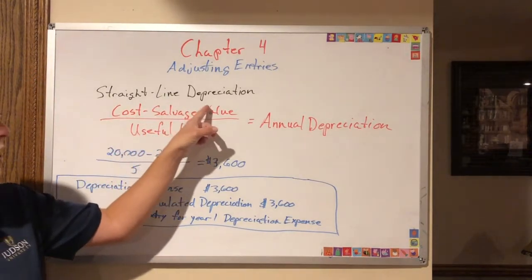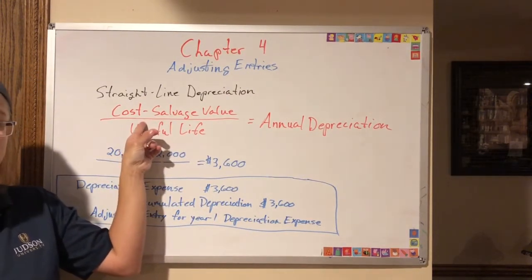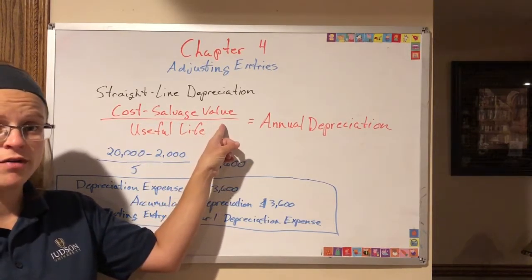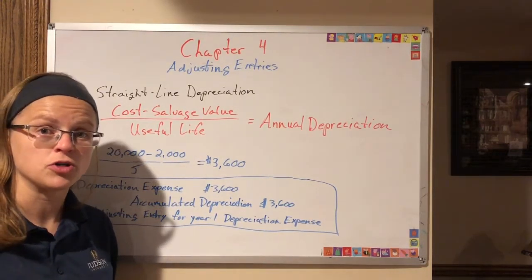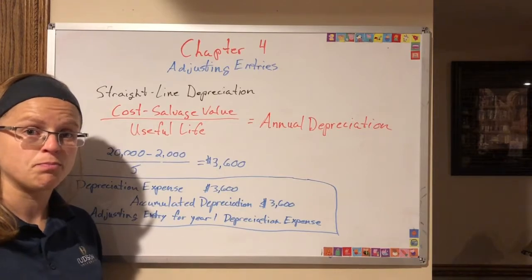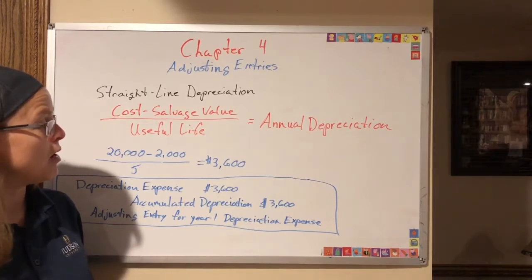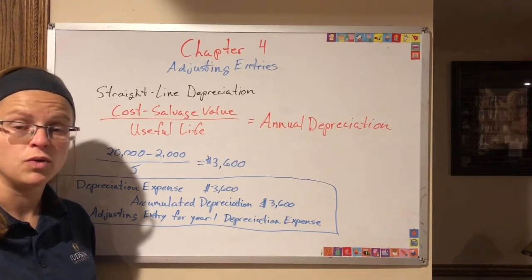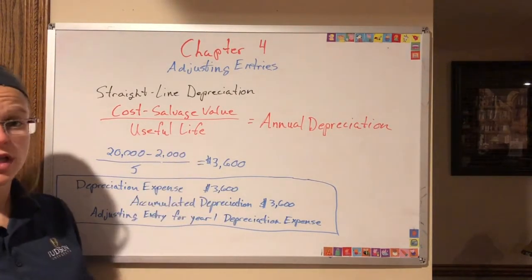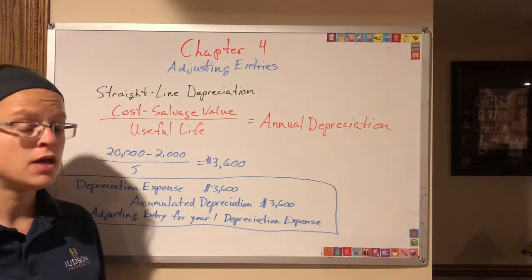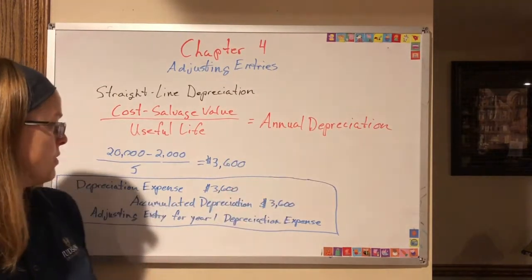All right, straight line depreciation takes this simple formula. The cost of the asset minus the salvage value of the asset divided by its useful life. Now the cost of the asset is what you purchased for it, so what the organization purchased the asset for. The salvage value is the amount that the company will get when it goes to dispose of the asset, and it's divided by its useful life. How long you are planning on using the asset is the useful life, and that would equal the annual depreciation.